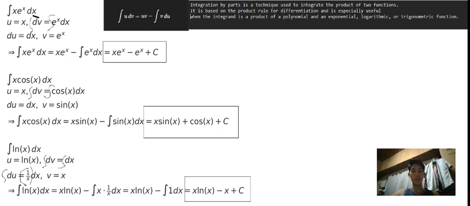And let's start by solving it. The integral of ln x dx is equal to x ln x minus the integral of x times 1 over x dx. By bringing out x, the fraction 1 over x cancels, and using the formula u dv equals uv minus the integral of v du, our answer would be x ln x minus the integral of 1 dx, which is x ln x minus x plus c.